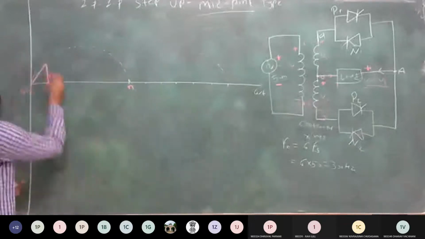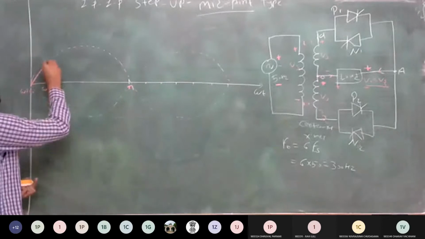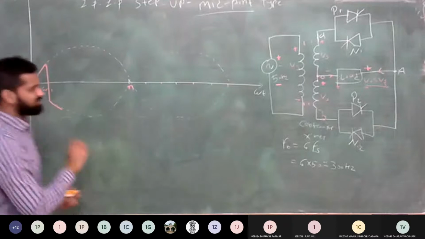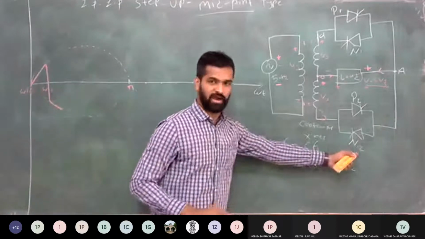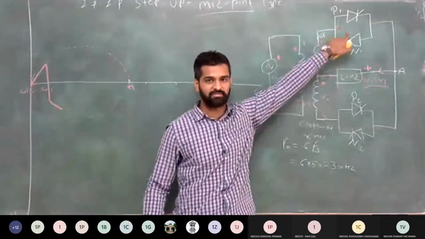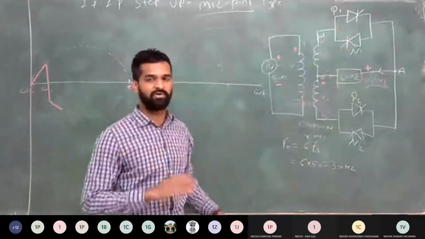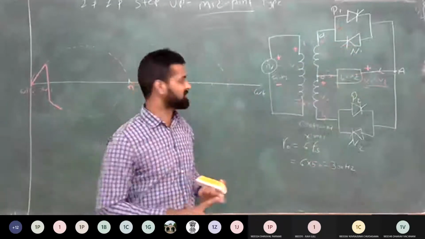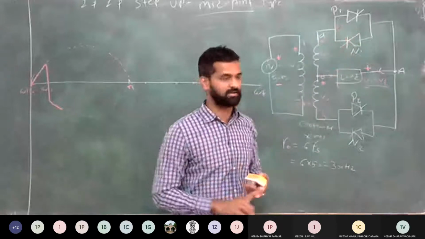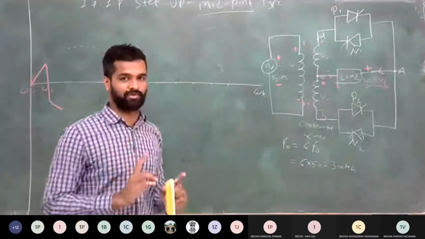Why? Because at omega t1 you can see that your supply voltage is not 0. Your supply voltage at omega t1 is at this potential. So when you need to turn on N2 at omega t1, at that time forcefully commutate the P1 thyristor by any of the force commutation circuits. We already learned the different types of force commutation, type A, B, C, D. Use any type of commutation to turn off this P1 forcefully. So in the step-up cycloconverter, you require force commutation.